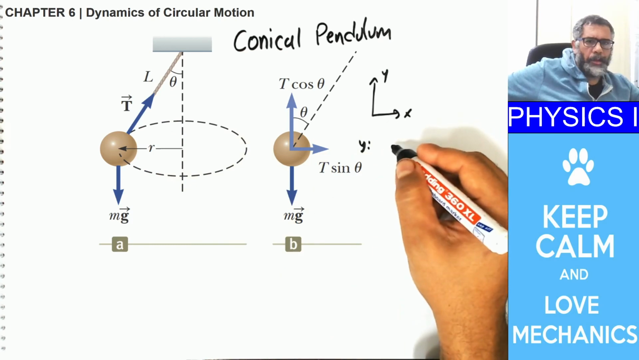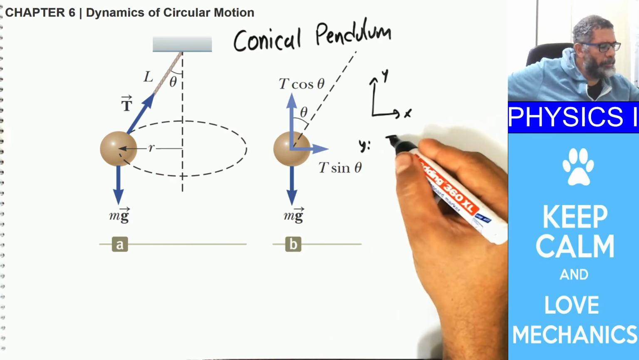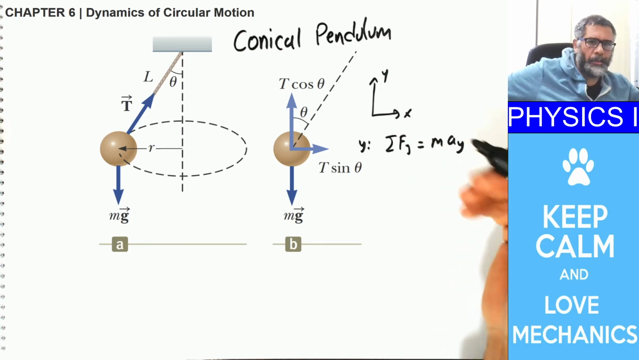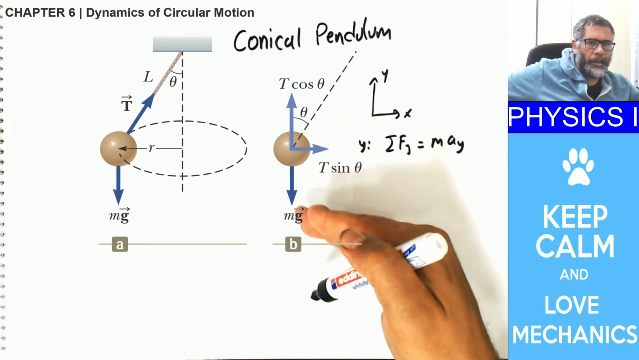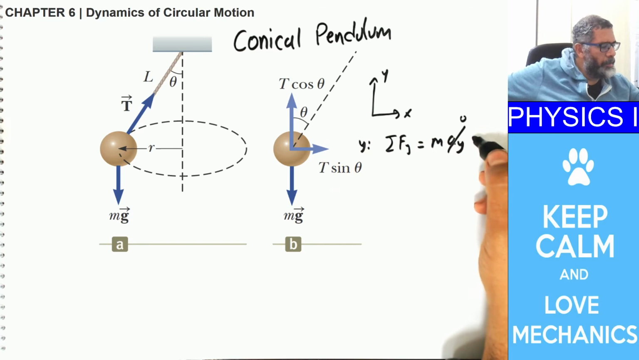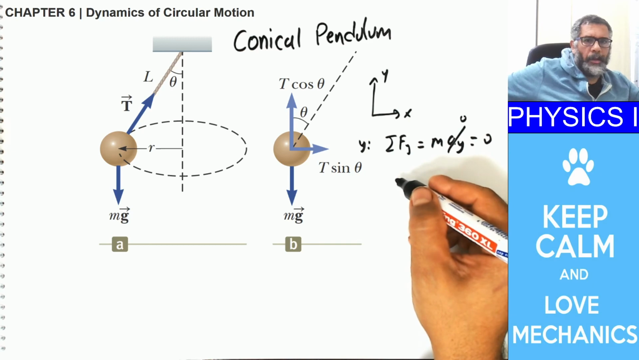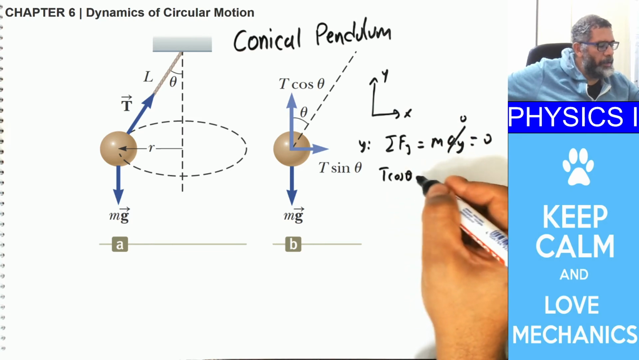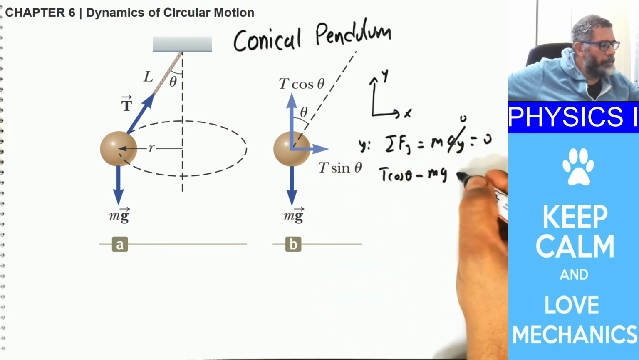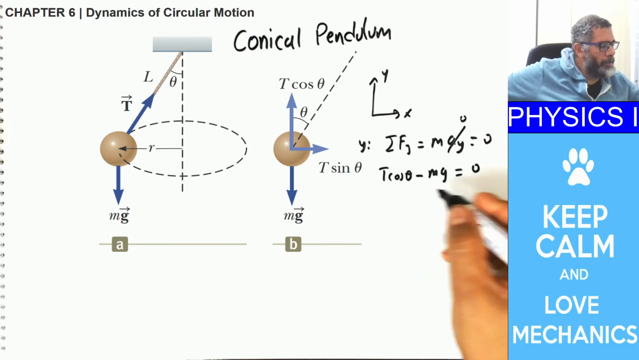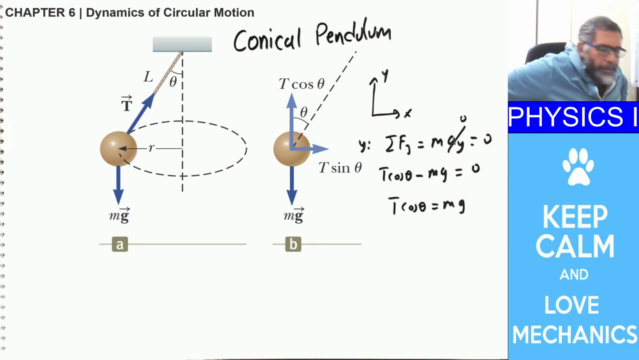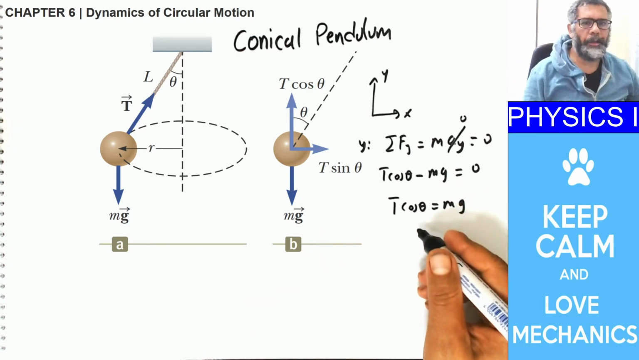So in the y direction, if you write down Newton's second law, the sum of all forces in the y direction is going to be m times the acceleration in the y direction. But since there is no motion in the y direction, this is 0. So the sum of all forces acting in the y direction is 0. Taking the upward direction to be positive, T cosine theta is going to be plus, and m times g is going to be minus, and this is 0. So from this, T cosine theta is equal to m times g. This is the first equation that we obtain.